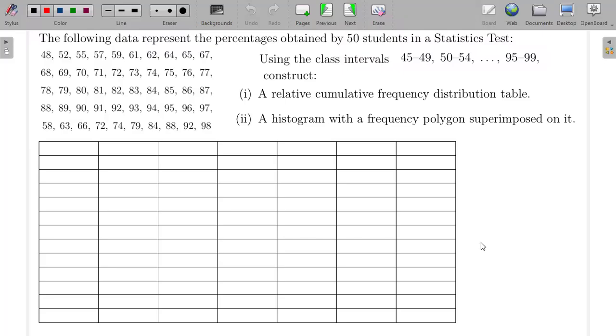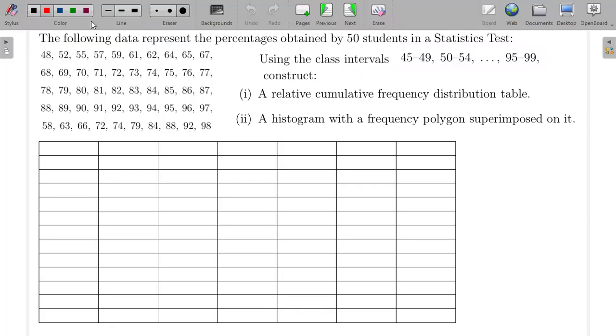Right, so welcome to this video. In this video, we're going to learn how to construct a frequency distribution table, as well as how to draw a histogram and a polygon on top of the histogram.